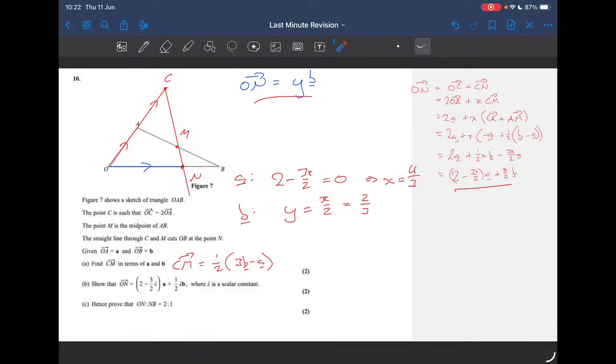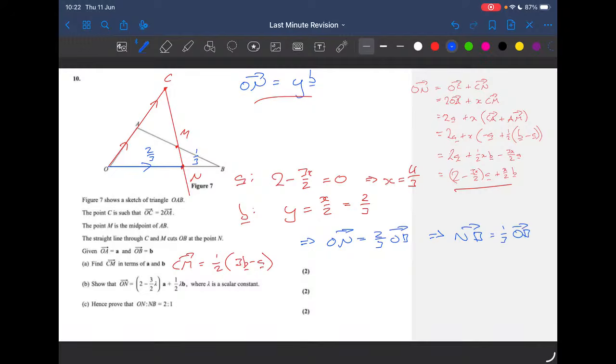Last bit then, prove that this is 2 to 1. Well, ON, NB. We knew that y was 2/3 of this journey. So what we have is that is 2/3. This is going to be 1/3, therefore, on the other side. So that is in the ratio of 2 to 1. So this just implies by itself that ON is equal to 2/3 of OB. And therefore that's going to imply that NB will be the other third.